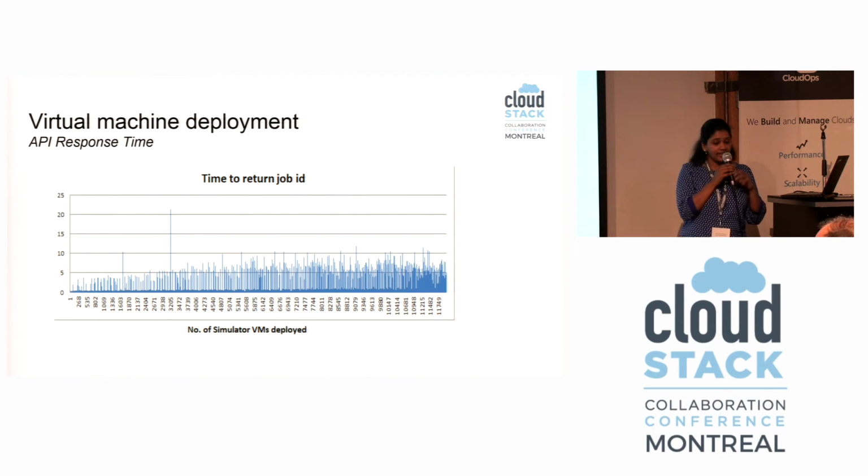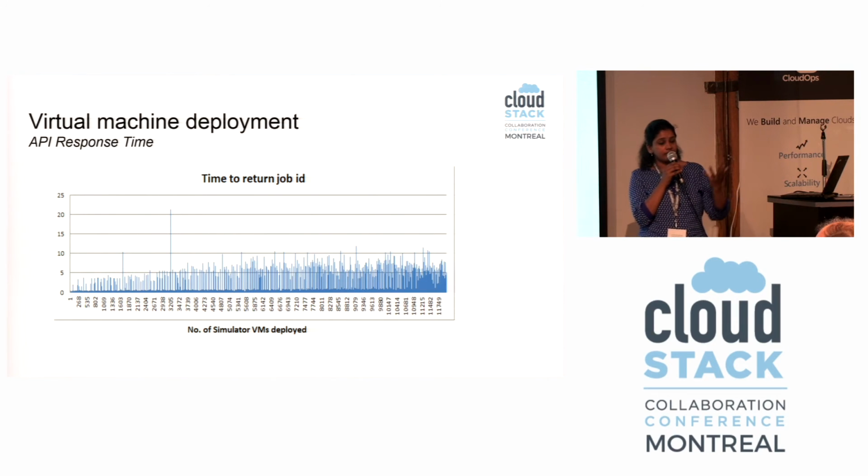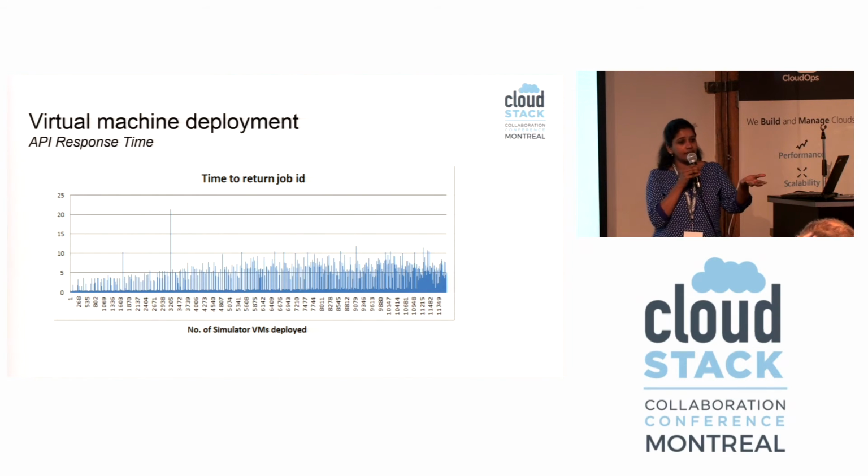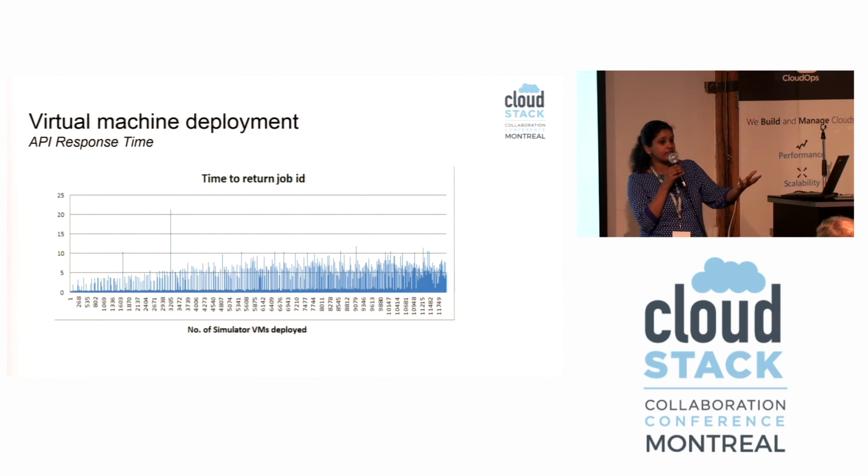Right. So the next part of virtual machine deployment, which is equally important, is the time taken for that particular deploy VM API itself to return, right? As soon as you fire an API, what response do you get? How long does it take for you to get a response? That is also very critical.